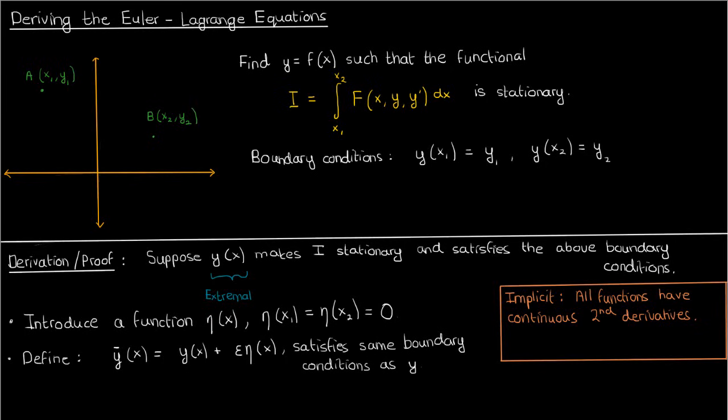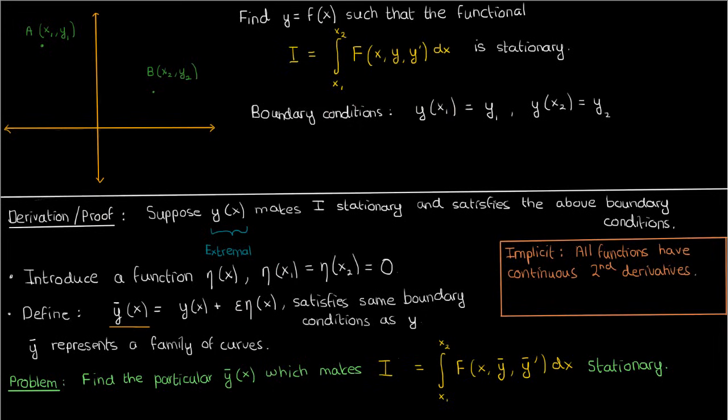Now, because of the parameter epsilon and the arbitrary function eta, this y bar can be interpreted as a mathematical entity representing a whole family of curves. Now what I want to do is find the particular curve in this family that makes our functional I stationary. Now one thing I want you to notice before I continue is that this quantity I depends only on the parameter epsilon. Why is that?